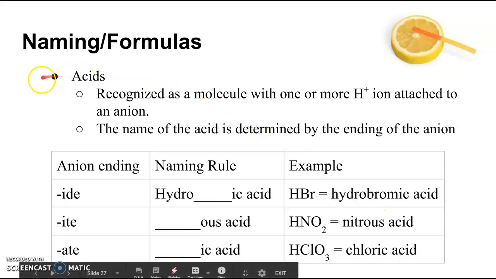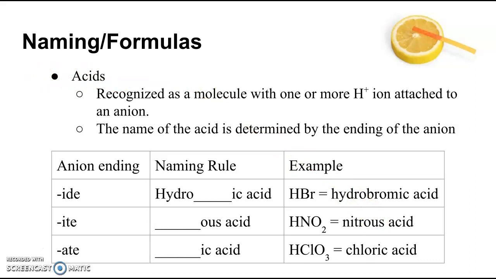The last part is on acids. Acids have their own separate naming rules. So acids, we'll have a whole chapter on acids later on. Right now you just want to name them. So we want to recognize it as a molecule with 1 or more hydrogen ions attached to an anion. The name of the acid is determined by the ending of the anion.